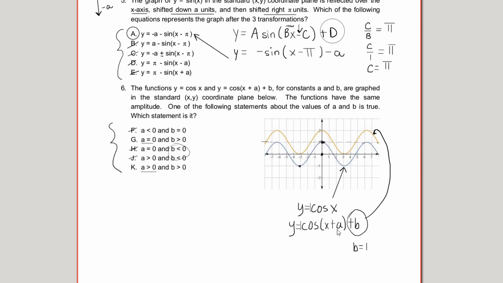And remember, our A value has to do with a horizontal shift, left or right. When we look at our graph, everything lines up horizontally. They are the same. So it doesn't appear that there's any shift here, and that would make us have an A value of 0. No horizontal shift, only a vertical shift upward. That's answer choice G.